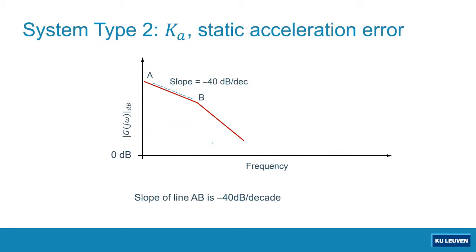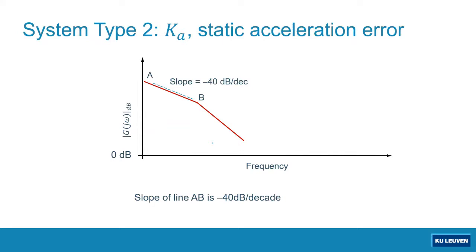This is slightly different compared to a type 1 system, where at low frequency region the slope of the magnitude plot is equal to negative 20 dB per decade. For a type 2 system, the slope of the magnitude plot at low frequency region will be equal to negative 40 dB per decade. And how do we estimate the static acceleration error constant?